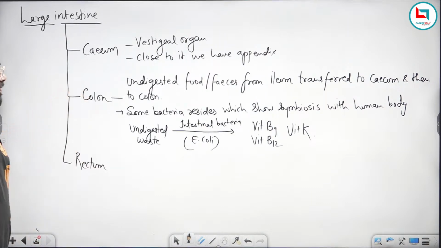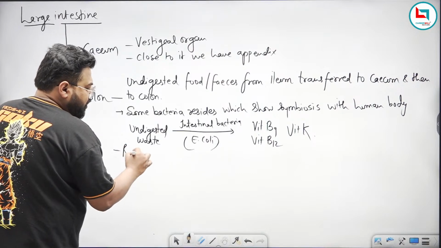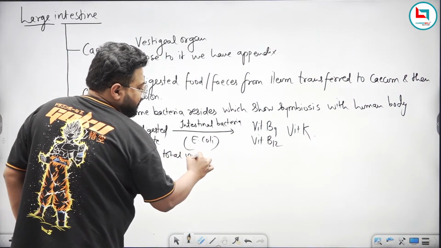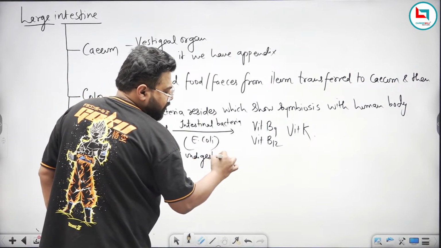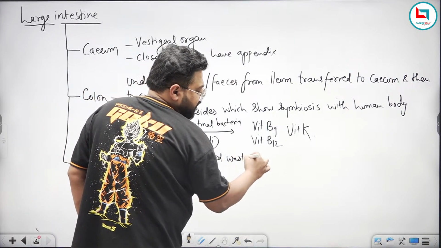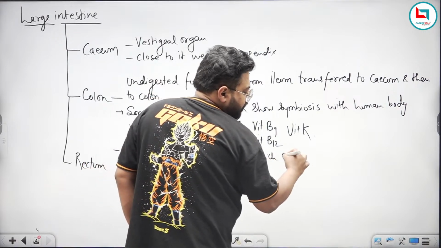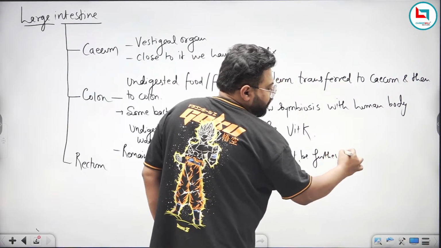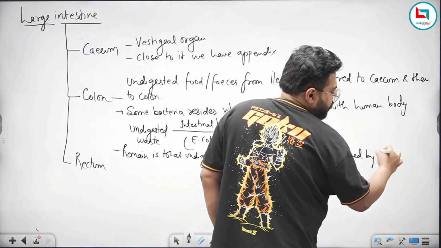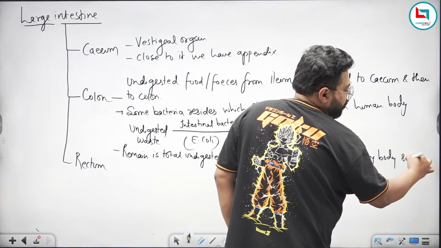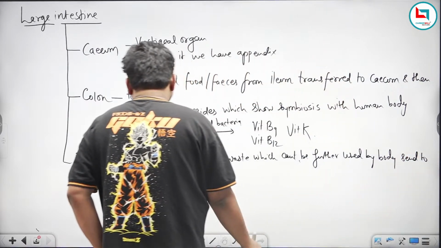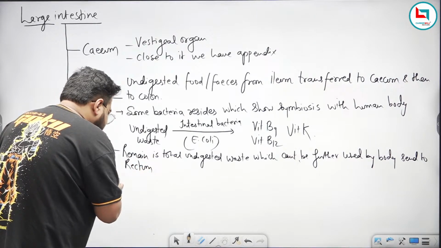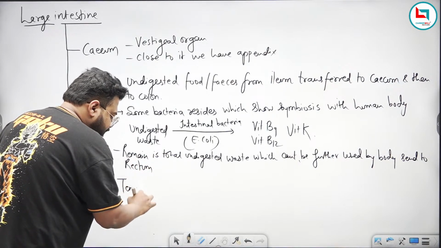Now the rest that remains is total undigested waste, which can't be further used by the body, and is sent to the rectum, and the rectum temporarily stores this feces.